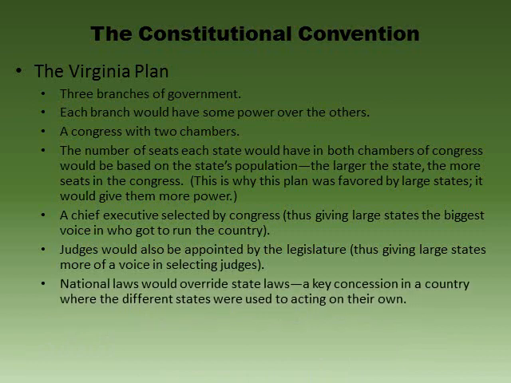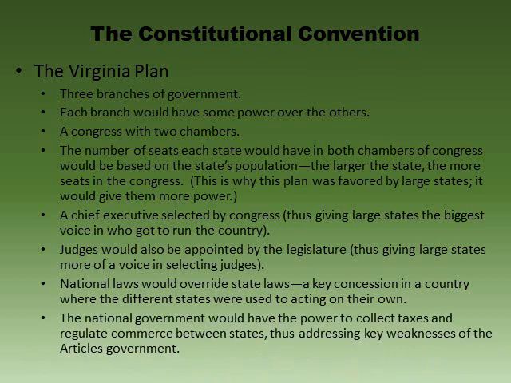National laws would override state laws, so that was something fairly radical at the time because the states were really used to doing their own thing. But if the National Congress passed a law, it would override a state law if there was a conflict between the two. So that was a key concession where the different states were used to acting on their own, but after Shays' Rebellion, everyone was more willing to accept the necessity of that.